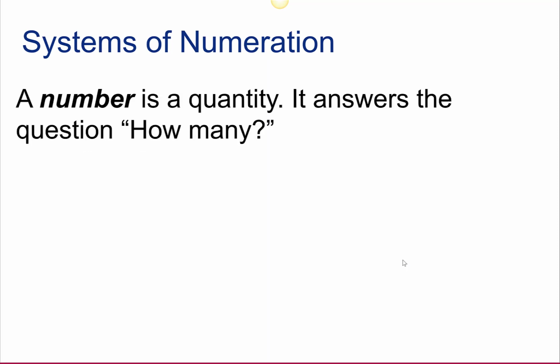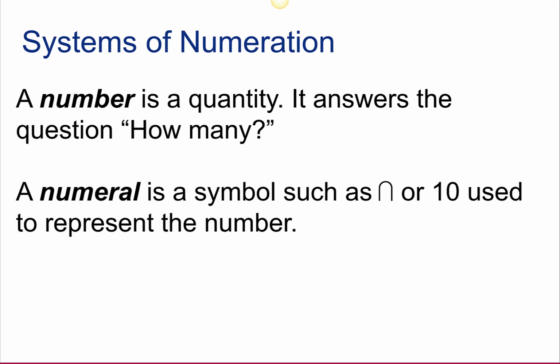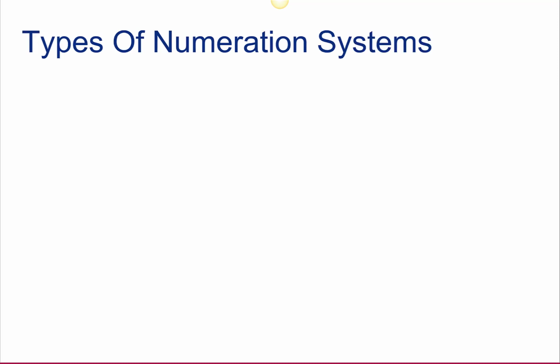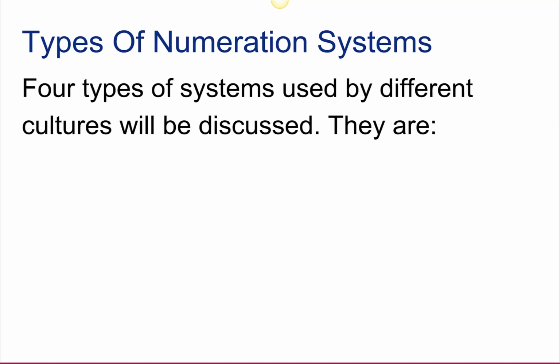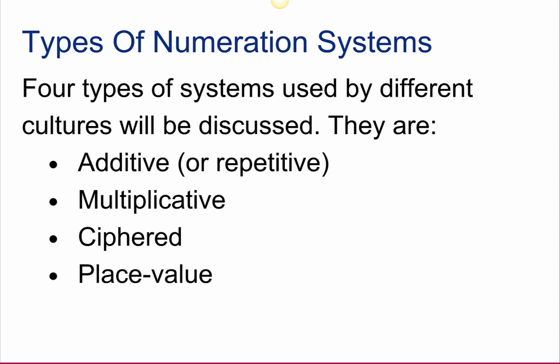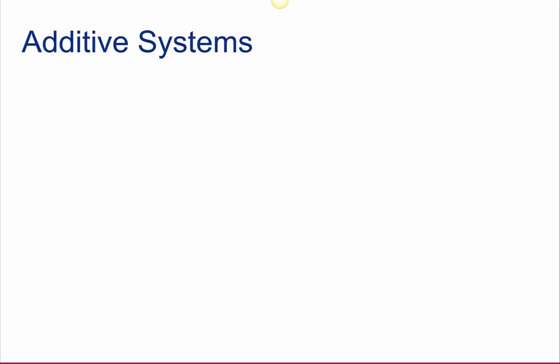Systems of numeration. A number is a quantity. It answers the question, how many? A numeral is a symbol, such as those shown there, used to represent the number. A system of numeration consists of a set of numerals and a scheme or a rule for assigning the numerals to represent the numbers. The types of numeration systems that we're going to discuss are four types: additive, multiplicative, ciphered, and place value. In this video, we'll go over the first three.